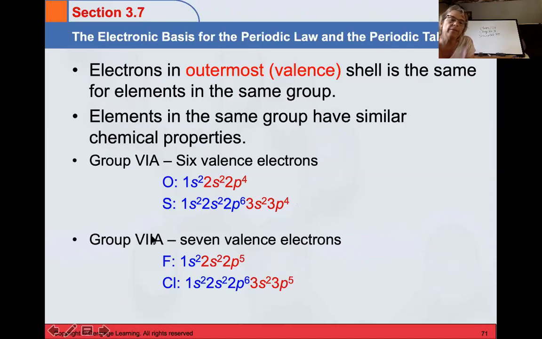If we go to group 7 and we look at fluorine, we can see that fluorine has 7 electrons in its outermost shell. If we go to the 3rd period and look at chlorine, which is in group 7, we can see that chlorine has 2 plus 5, or 7 electrons in its outermost shell. The reason that elements in the same group have the same chemical properties is because they have the same number of electrons in their outermost or valence shell.